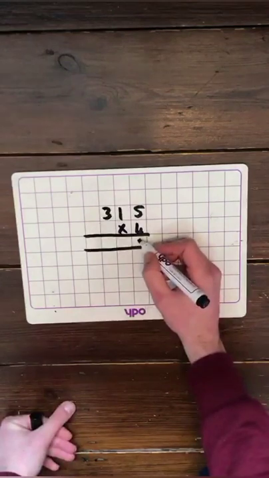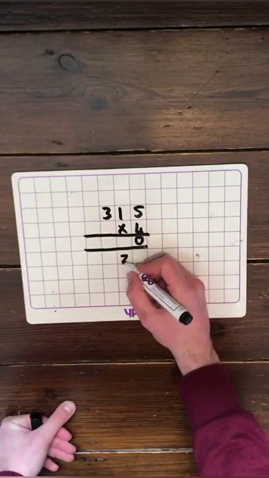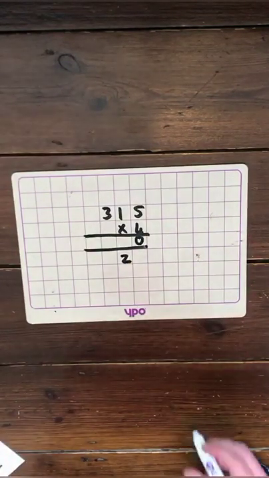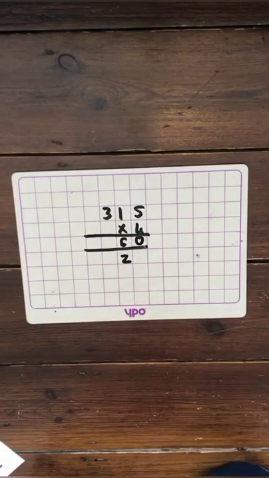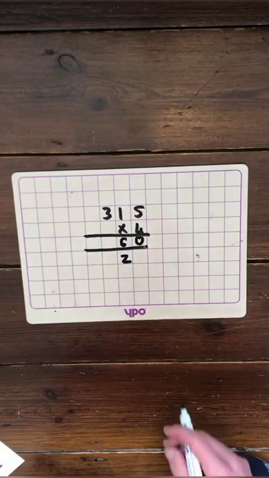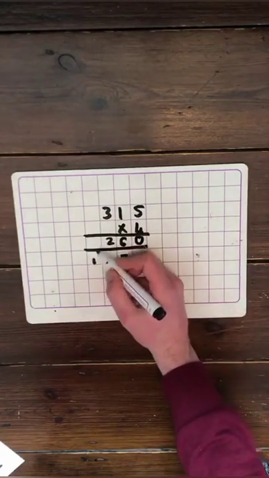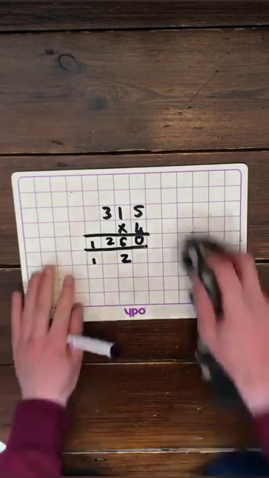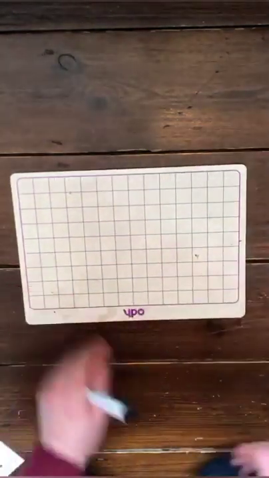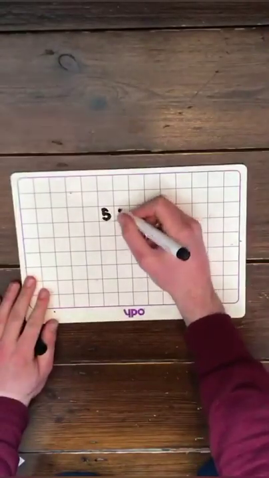Four times 5 is 20. Carry the 2. 4 times 1 is 4. Plus the 2 is 6. 4 times 3 is 12. 1,260. Nicely done, guys. Just do one more for confidence, shall we?